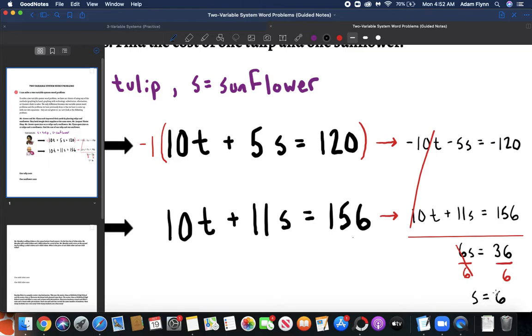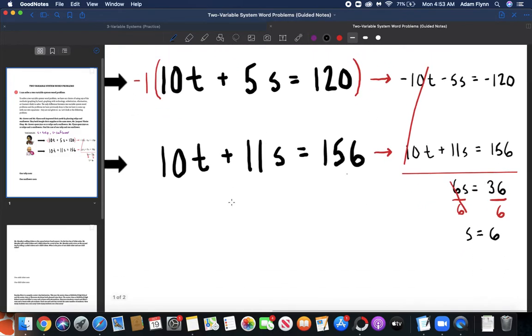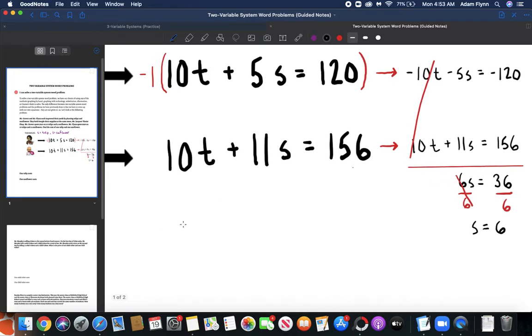Okay, and we'll get to what that means a little bit later. Okay, so since we know that s equals 6, we can take this 6 and plug it in for s in either our original top or bottom equation and solve for t. So I'll use the top equation. For my top equation, I have 10t plus 5, instead of s, I'm plugging in 6, equals 120.